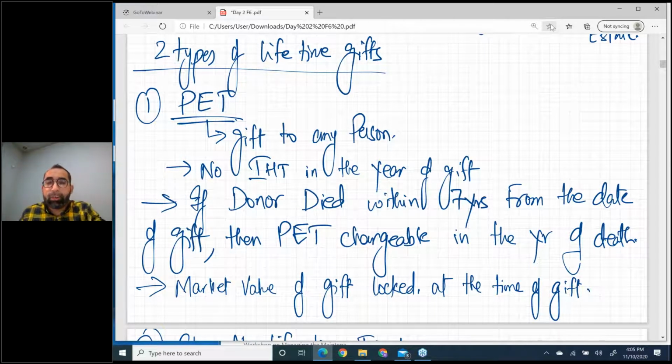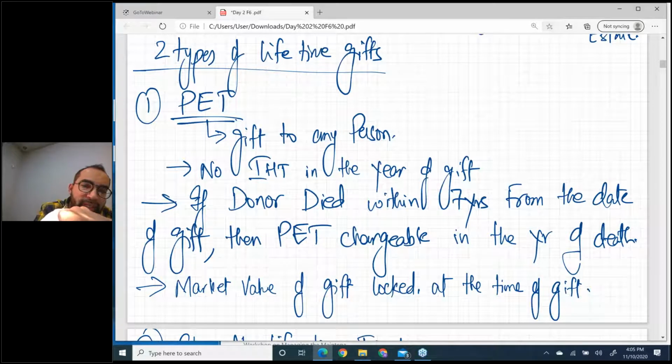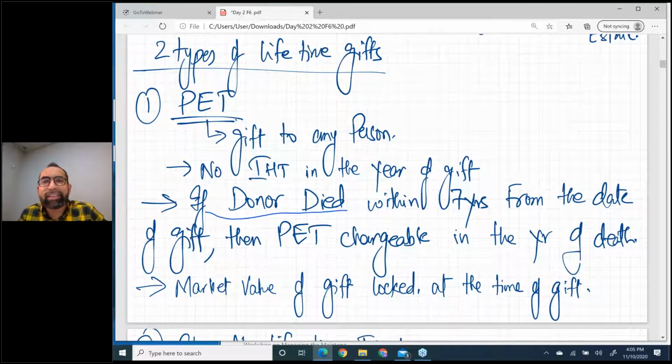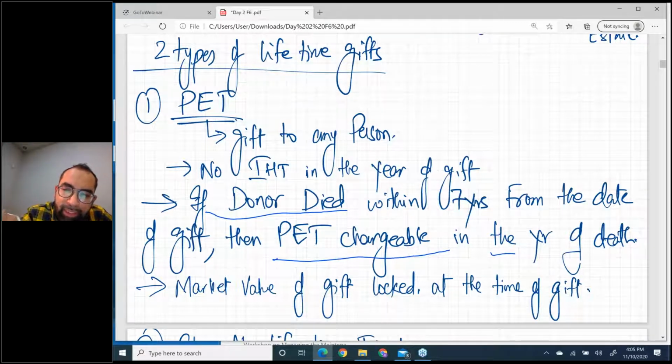But if the donor dies, read it. If the donor dies within 7 years from the date of gift, then this PET will be chargeable. Then this PET will be chargeable in the year of death.